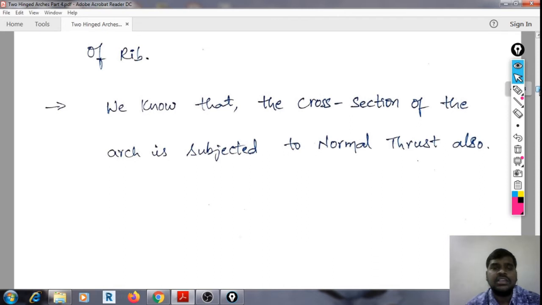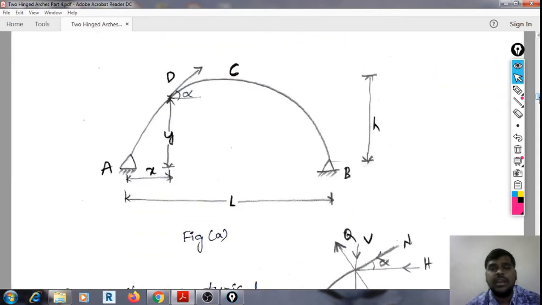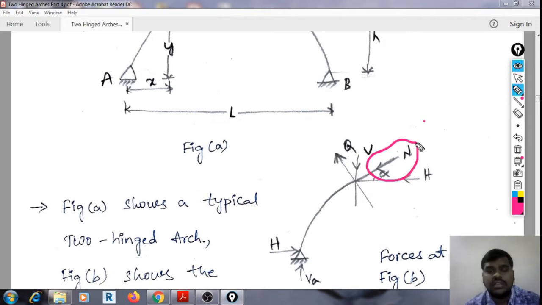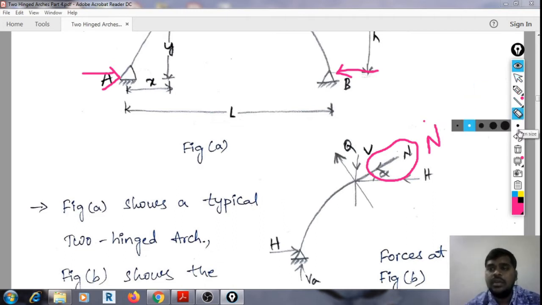We know that the cross section of the arch is also subjected to normal thrust. Typically in this figure, this indicates that the cross section is subjected to normal thrust. Normal thrust is also a reaction apart from horizontal thrust. We have horizontal thrust here and also at A. Apart from this horizontal thrust, we have to remember that there will be a normal thrust acting in the arch at any point. That is what is mentioned as an important point.